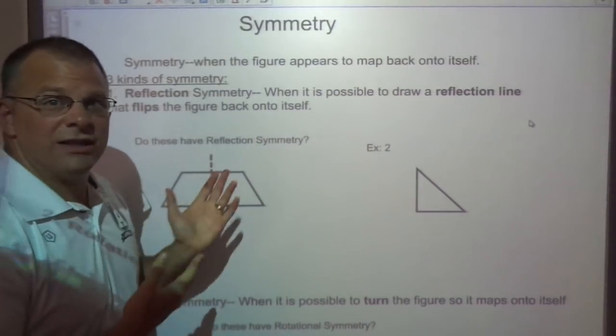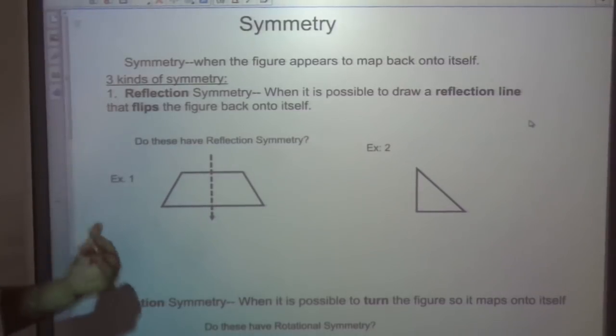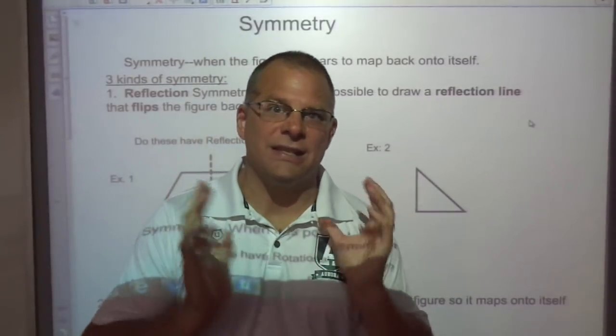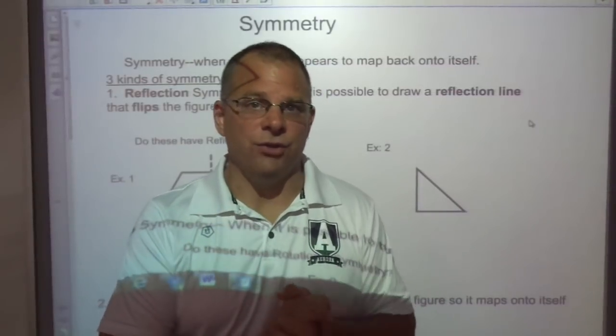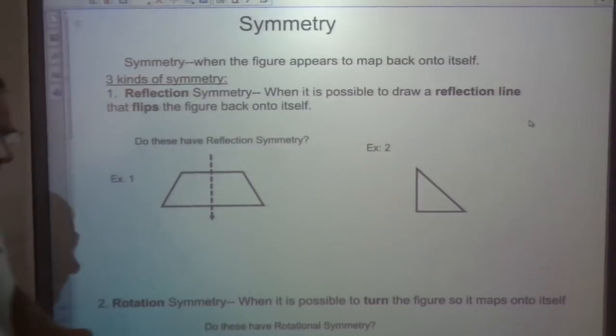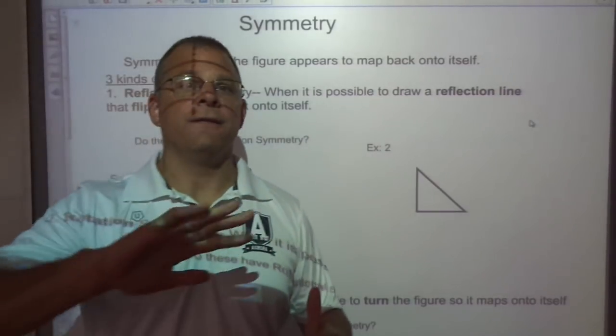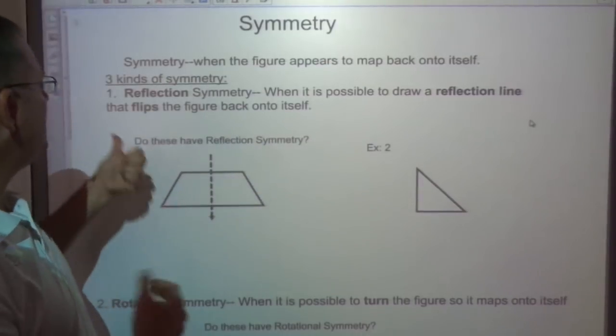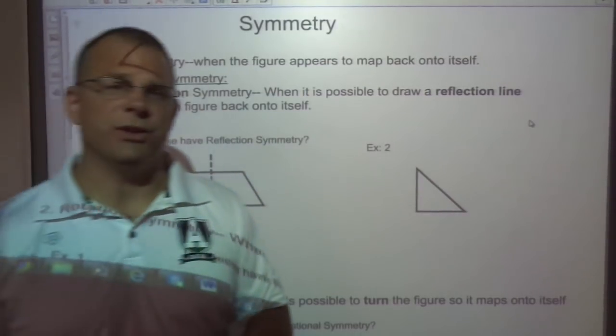So, first thing is symmetry. There are three types of symmetry. Symmetry basically means being able to look the same after something is done to it. The first kind of symmetry is called reflection symmetry. And reflection is basically a flip. It's when we can draw any kind of reflection line that flips the figure back onto itself.